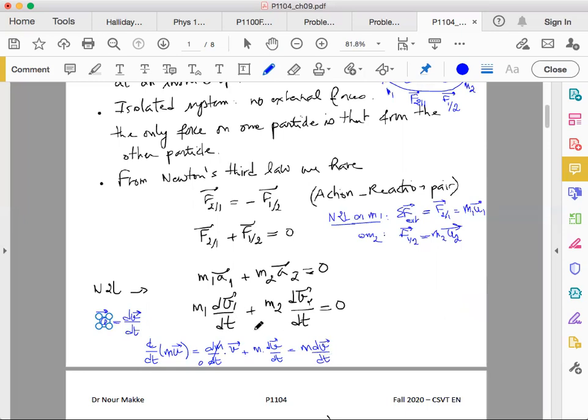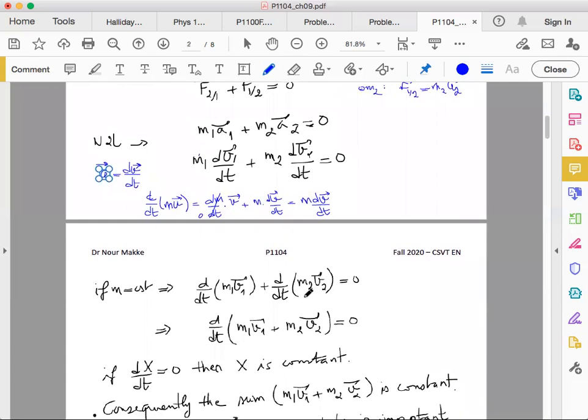So since this derivative, m times dv/dt, is the same as the derivative of m times v as a whole, we can get this mass m1 inside of the derivative, and m2 inside of the derivative. We are allowed to do so because the derivative of mass with respect to time is equal to 0, and so we end up with this expression. And so we can write it in this way: the derivative with respect to time of the sum m1 v1 plus m2 v2 is equal to 0.